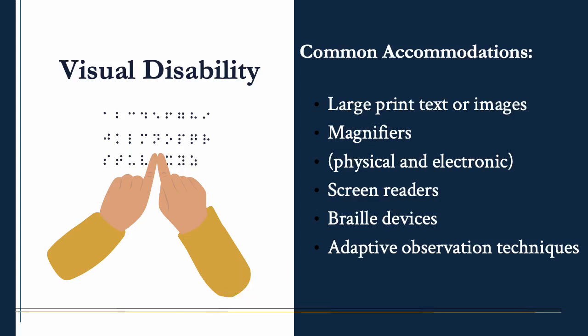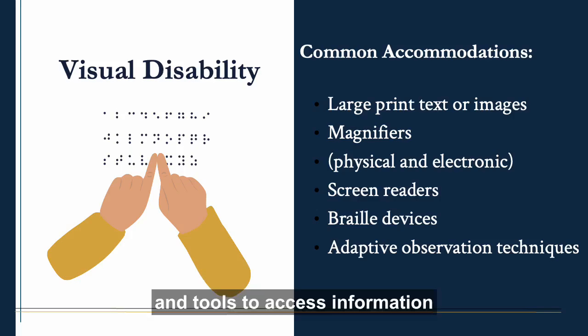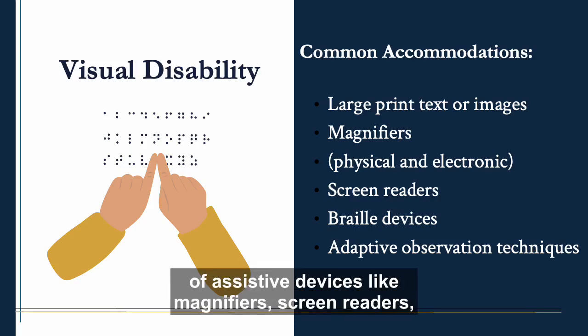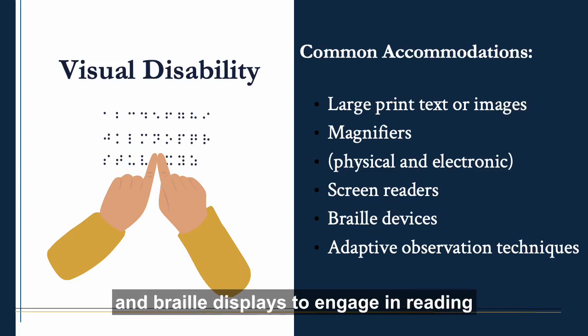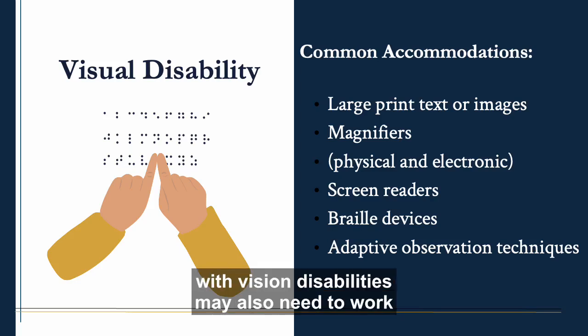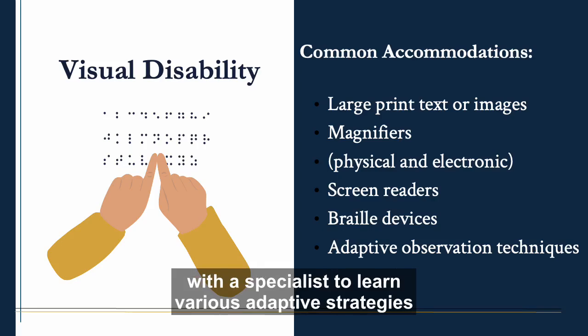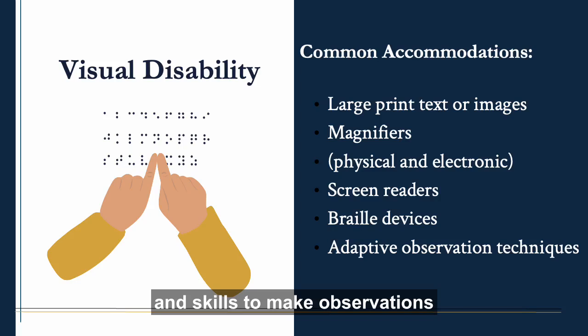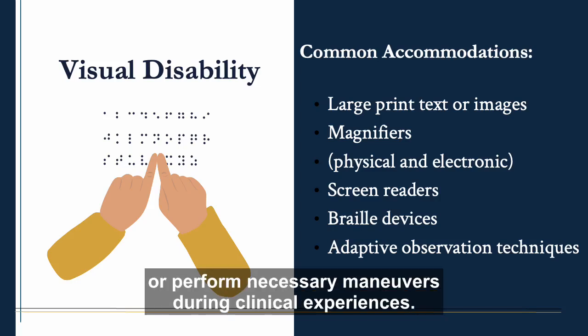Students with vision disabilities often rely on techniques and tools to access information and navigate the world around them. These may include the use of assistive devices like magnifiers, screen readers, and braille displays to engage in reading and writing during didactic and clinical experiences. Additionally, individuals with vision disabilities may also need to work with a specialist to learn various adaptive strategies and skills to make observations or perform necessary maneuvers during clinical experiences.